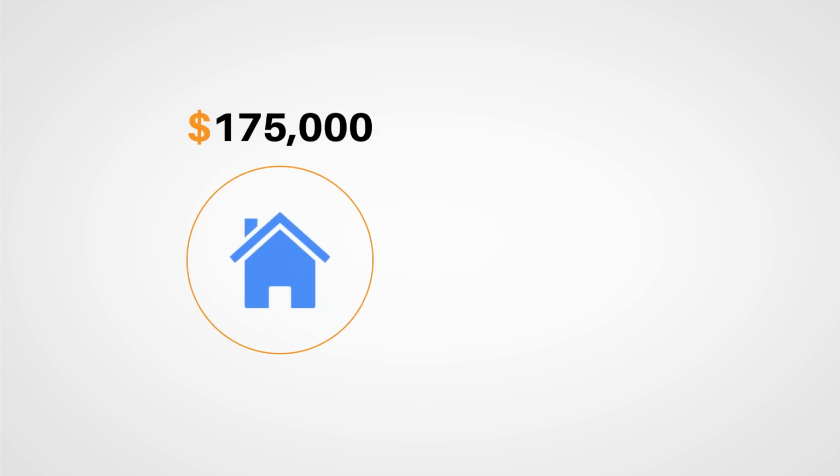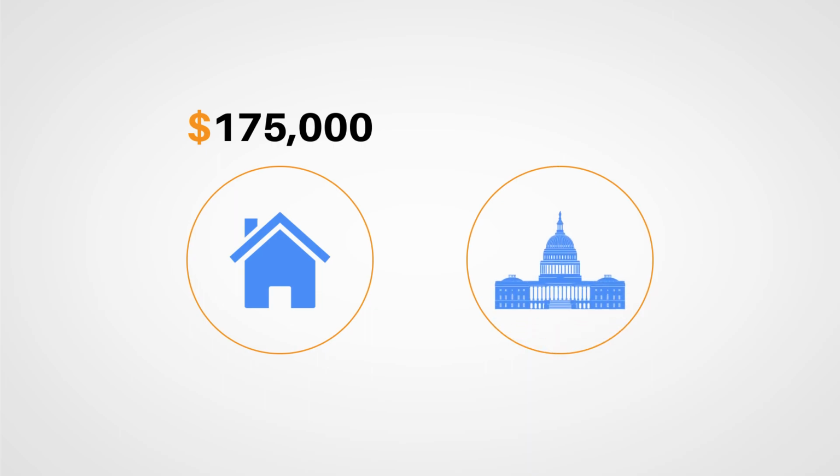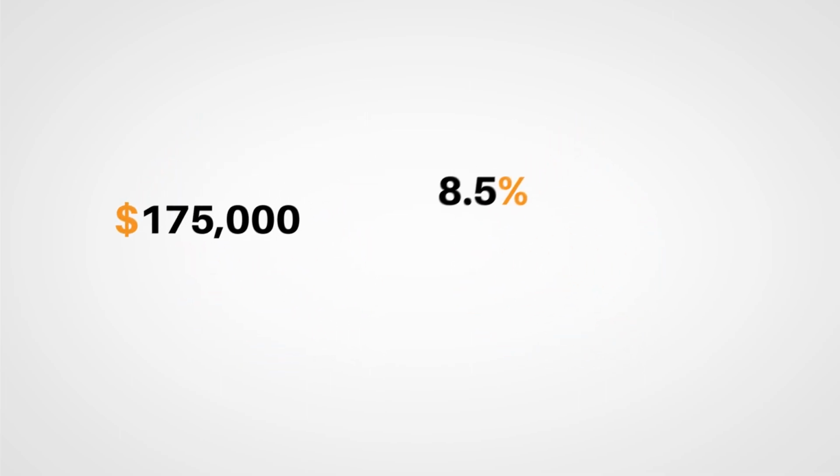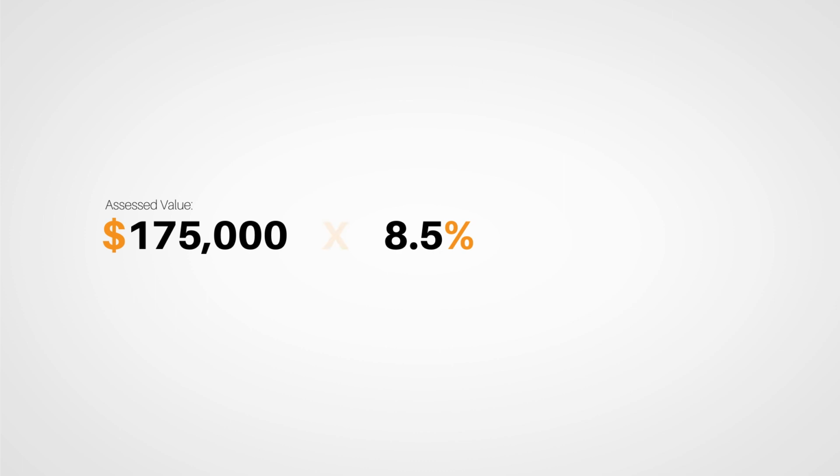Let's say a property is assessed at $175,000 and the local property tax rate is 8.5%. To determine the property taxes, we multiply the assessed value of the property by the tax rate. The formula looks like this. Assessed value multiplied by the tax rate equals property taxes, which means the property owner will owe the local government $14,875 in property taxes annually.